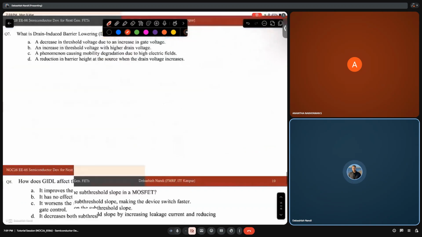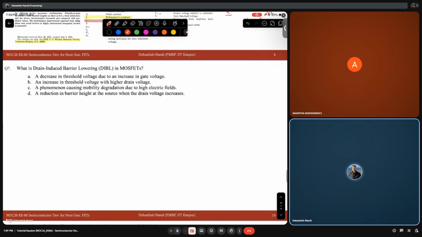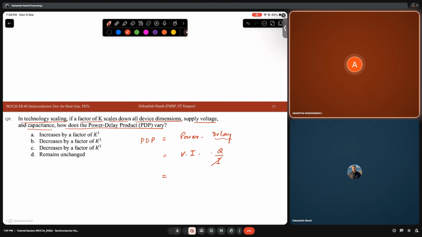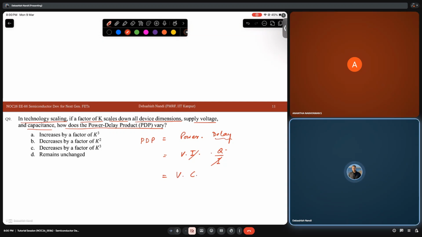So there is another question. In technology scaling, a factor K scales down all the device dimensions, supply voltage, and capacitance. How does the power delay product change? So PDP is power times delay. Power is V times I. Delay is Q by I. So I will be cancelled, right? So this is CV, so CV square.